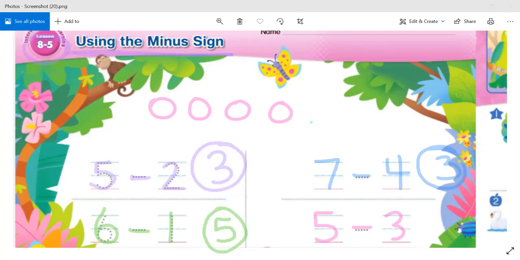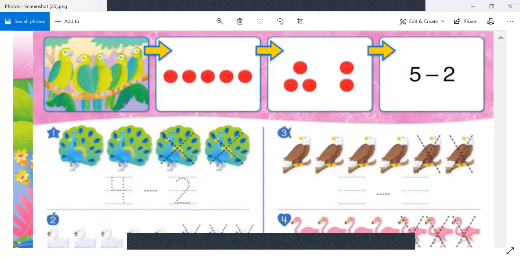3 leave. So we're going to take 3 counters. 1, 2, 3. How many are left? 1, 2. 2 are left. So 5 minus 3 is 2. All right, let's turn our page over. All right, let's look at our first box here.